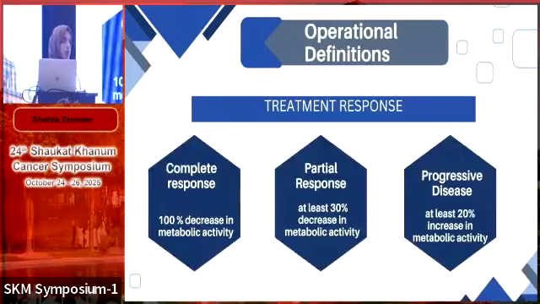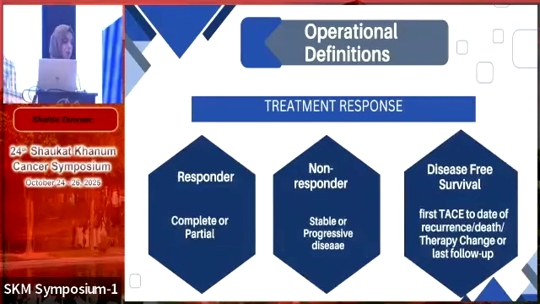So we defined the treatment response according to the PET response evaluation criteria in solid tumors, PERCIST. According to this PERCIST criteria, lesions that showed a 100% decrease in metabolic activity were defined as the complete response. Lesions that had at least 30% decrease in the metabolic activity were defined as a partial response, and those lesions that showed a 20% increase in metabolic activity were defined as progressive disease. So patients that showed a complete or partial response were put into the category of responders, and those who had a stable or progressive disease were put into the category of non-responders.